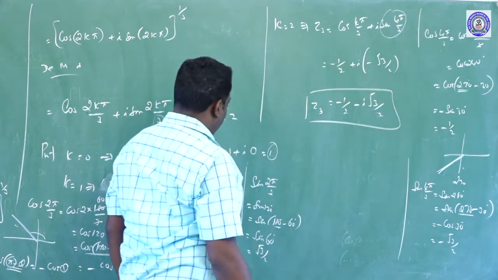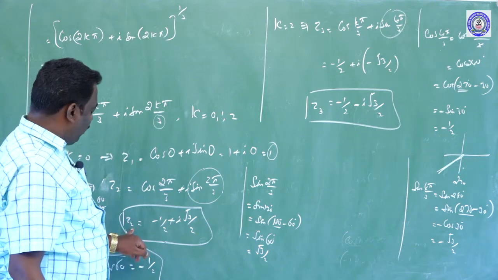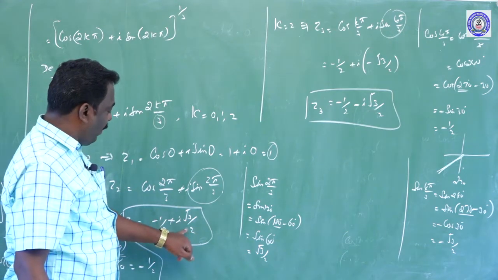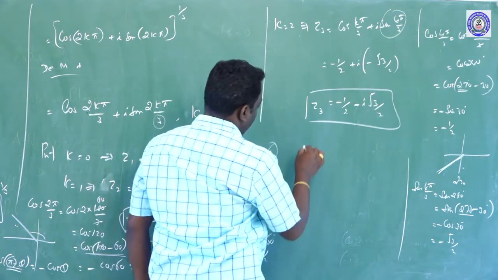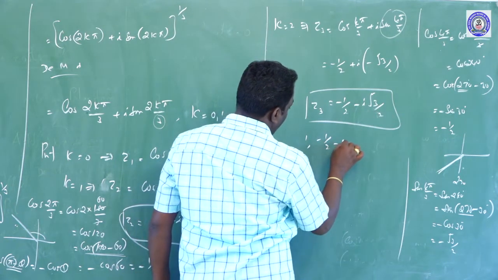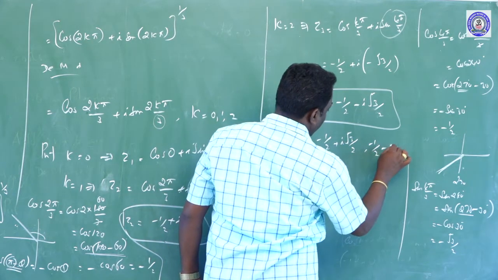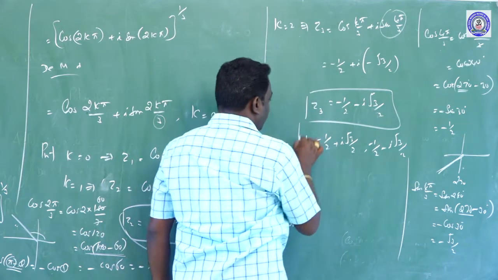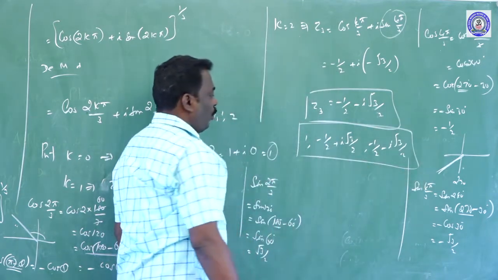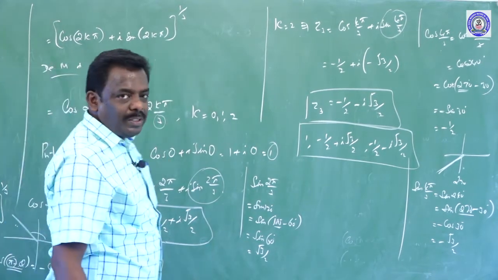So now what are the values of Z? Z equal to 1, and another Z equal to minus 1 by 2 plus i into root 3 by 2, and minus 1 by 2 minus i root 3 by 2 are the 3 values. These are the 3 roots of the cube root of unity. Cube root means we want to find 3 roots.